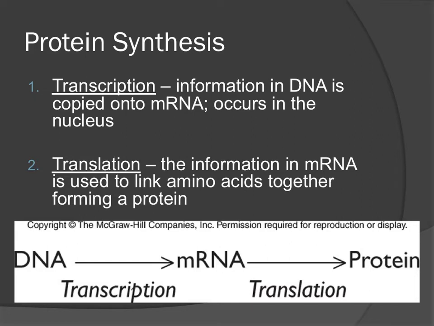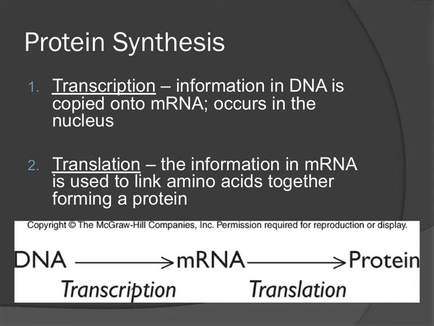Now, DNA is housed within the nucleus of our cells. It controls cellular activity by coding for the production of proteins. So it is the first step of gene expression, and it does occur in the cell's nucleus where the DNA is at. Then you have translation.